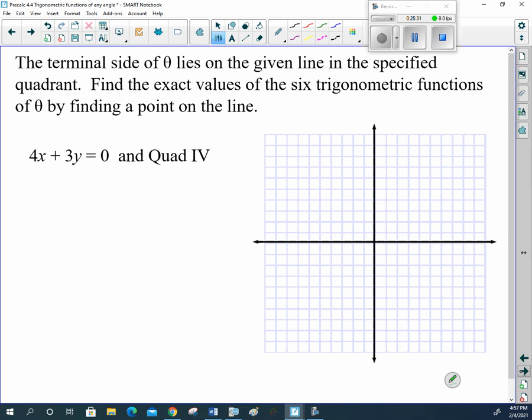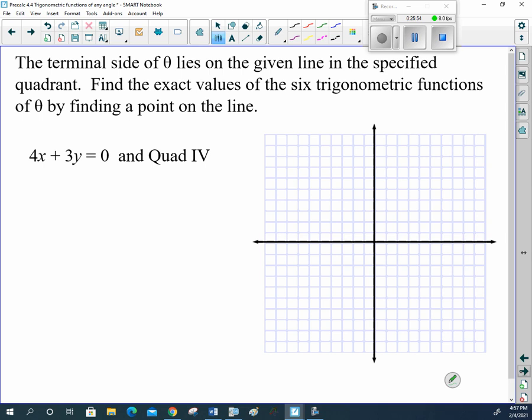Okay, so now this is all about getting your triangle in the right quadrant, guys, and then just using your reference angle at the origin and then just finding your trig functions from there. So this one says the terminal side of theta lies on the given line in the specified quadrant. Find the exact values of the 6 trigonometric functions by finding a point on the line.